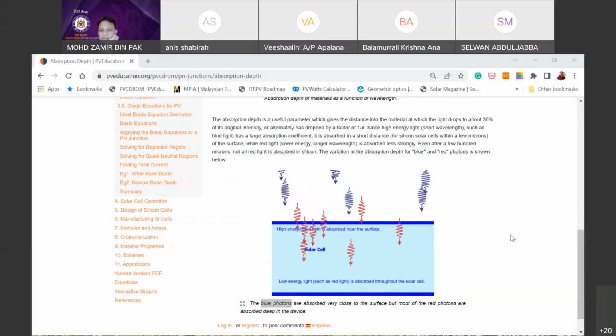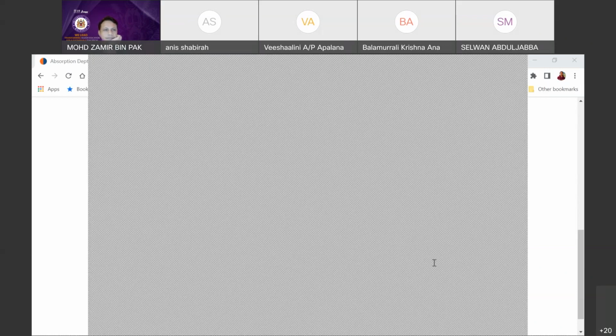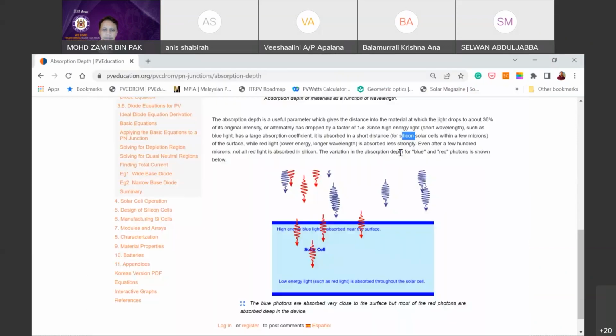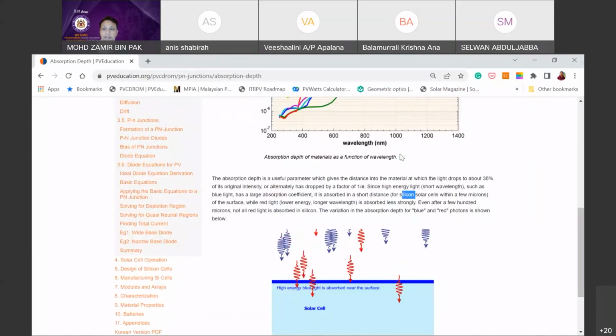Okay, is it understood? Yeah, good. You can always come back to this animation, yeah? So it's very clear already, right? If you don't understand, later you just come to this and read the explanation. So essentially you need to have enough volume of material in order to ensure complete light absorption.